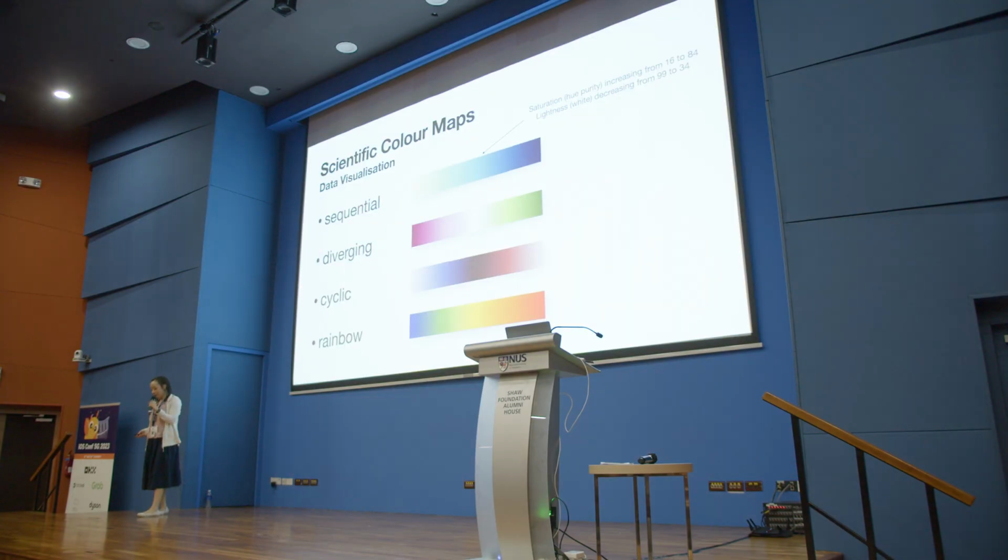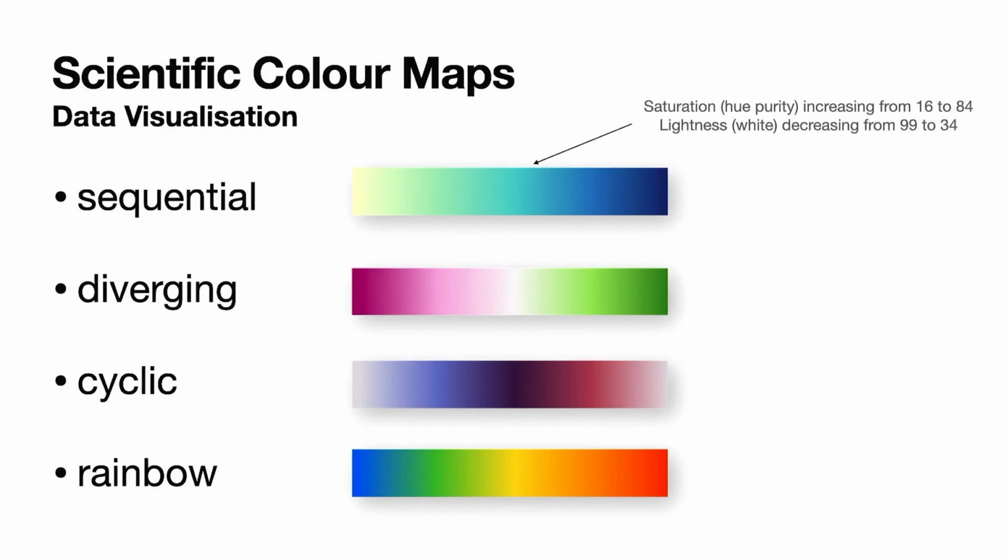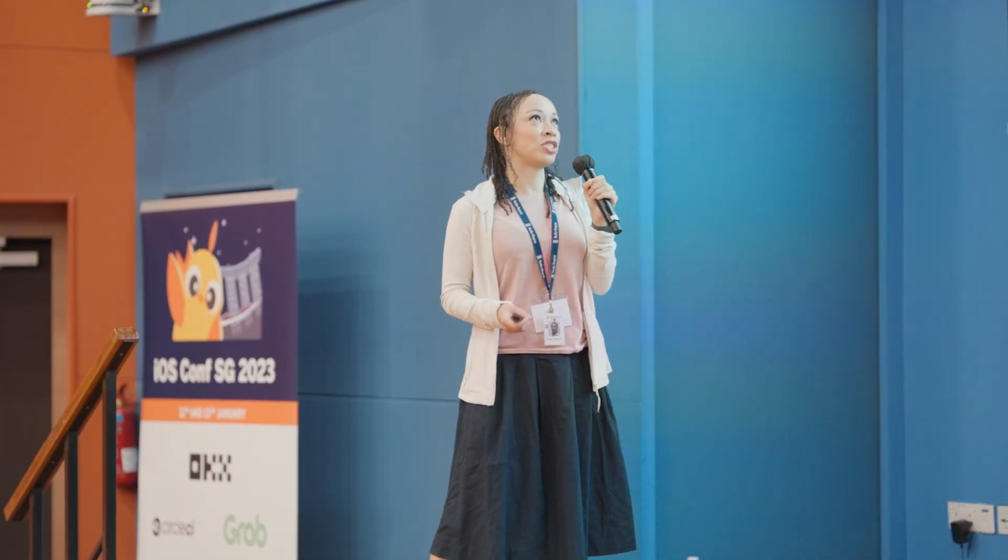Okay, so to get more specific, let's talk about color maps, or scientific color maps. So what is a color map? A color map is really an array of colors. That's really what it is. When you view a color map, it will look like a gradient. It gradually changes, but it's really a discrete array of different color values, so RGB values, hex values.